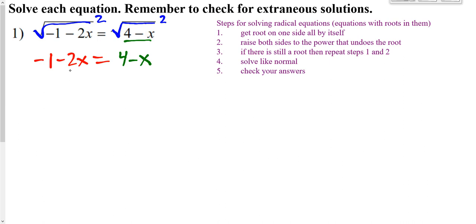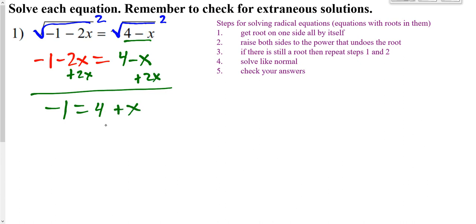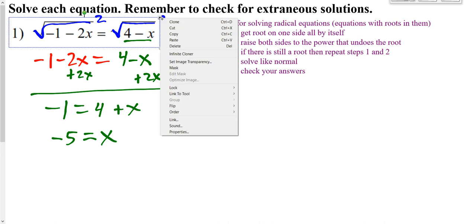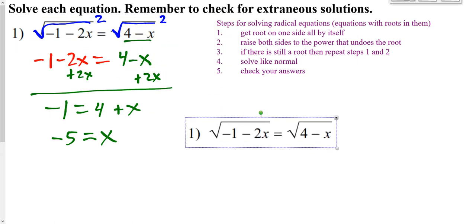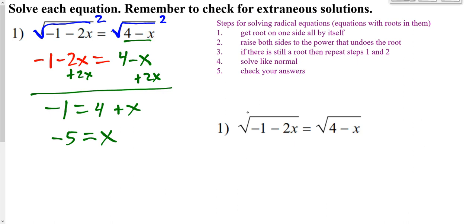So I'm going to add a 2x to both sides. And then I'm going to get rid of that 4 by subtracting a 4 from both sides, and so I get negative 5 is equal to x. That is my answer, but remember, we've got to be concerned about those extraneous solutions. So I need to go ahead and double check this in the original problem to see if it actually works. So I need to go ahead and rewrite all this and plug it in to see if I get the same thing on both sides of my equal sign.